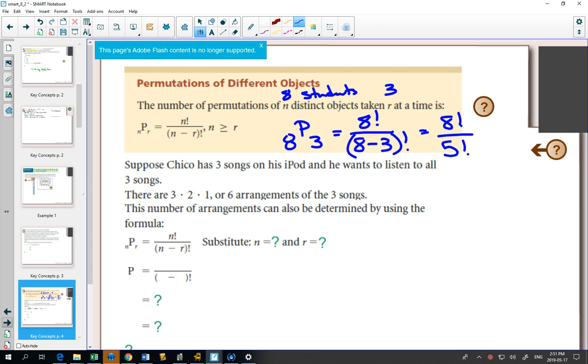And one of the things that you're going to learn is, when you have to simplify factorials, you expand the bigger one, 8, 7, 6, until you get to the smaller one. Then you can stop and say, these two are exactly the same, and they would cancel out.